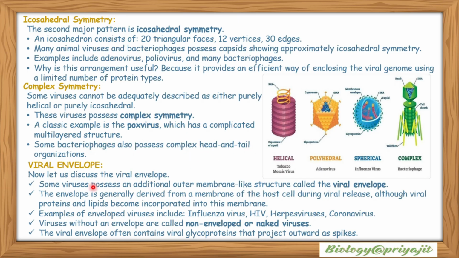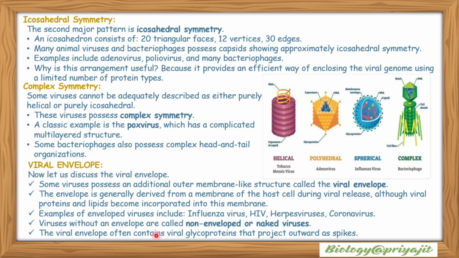Viral envelope. Now let us discuss the viral envelope. Some viruses possess an additional outer membrane-like structure called the viral envelope. The envelope is generally derived from a membrane of the host cell during viral release, although viral proteins and lipids become incorporated into this membrane. Examples of enveloped viruses include influenza virus, HIV, herpes virus, and coronavirus. Viruses without an envelope are called non-enveloped or naked viruses.